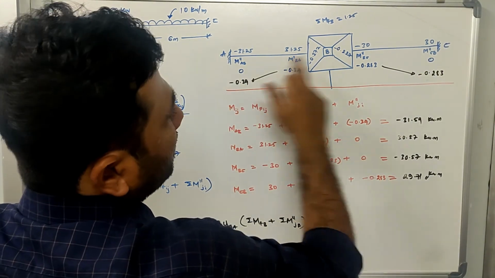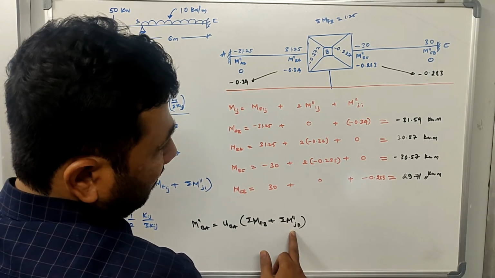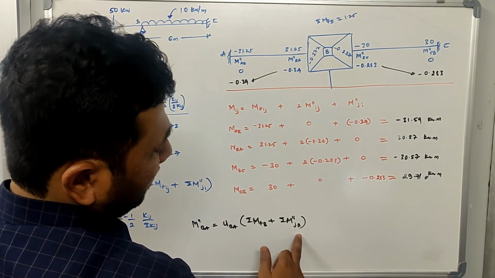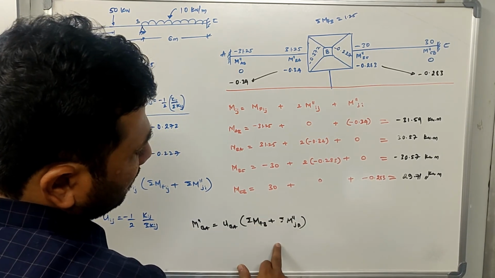So 0 plus 0 represents the summation of M double dash JB, which are the far end rotation moments. The far end rotation moments are equal to 0. So what is left over? If this is equal to 0, what is left over?